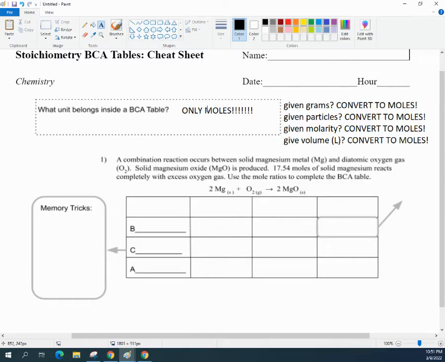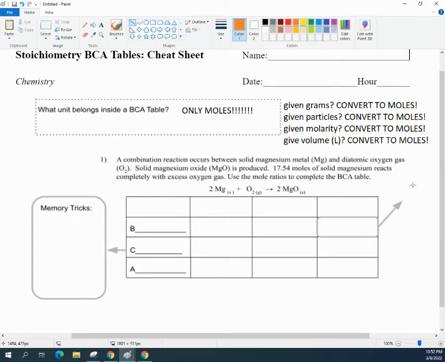Everything in stoichiometry is going to be in the form of a word problem. So it's important that we're paying attention to these word problems with a really good analytical eye. We're reading these and we're annotating them. So number one here, it says a combination reaction occurs between solid magnesium metal and diatomic gas, oxygen gas. Solid magnesium oxide is produced. Cool, that just described the reaction to us. It's already down here for us balanced. So it says 17.54 moles of solid magnesium reacts completely with excess oxygen gas. Use the mole ratios to complete the BCA table.